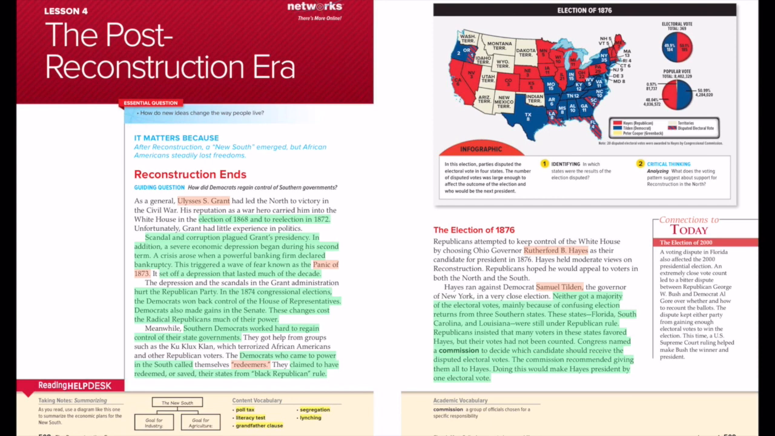about these disputed votes. The commission ended up deciding to go ahead and give the disputed votes to Hayes, so Hayes would have enough electoral votes to win the majority and win the election, and just by a little, by 1 vote, so it was very close.